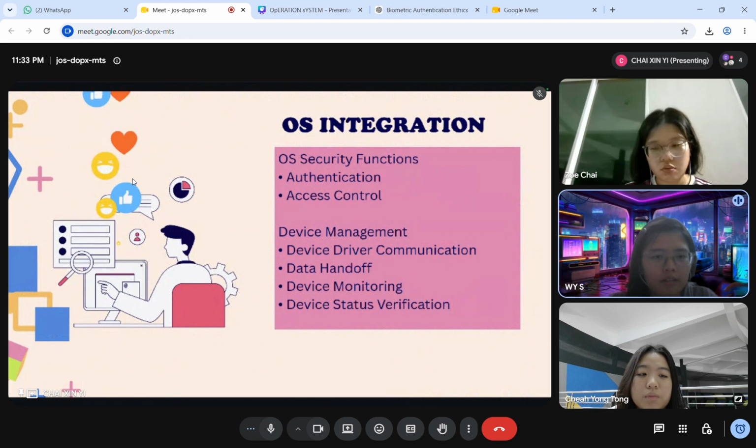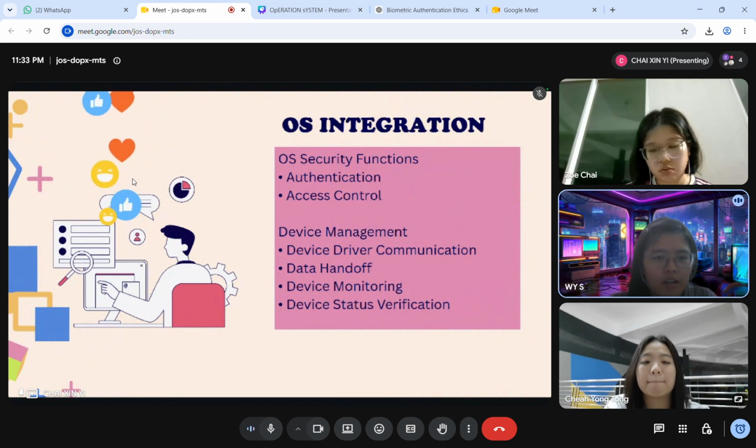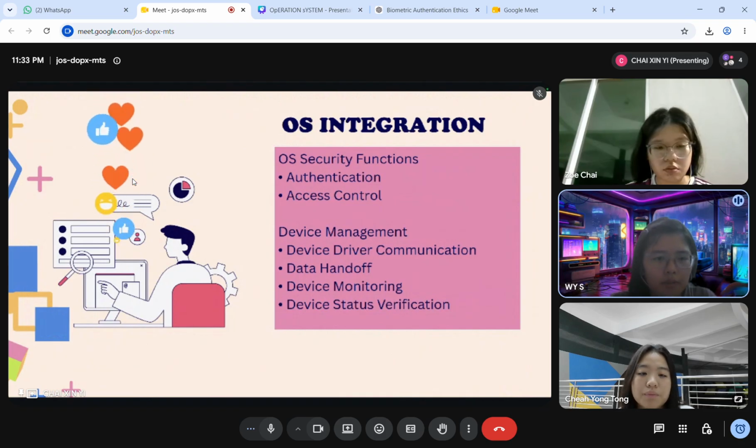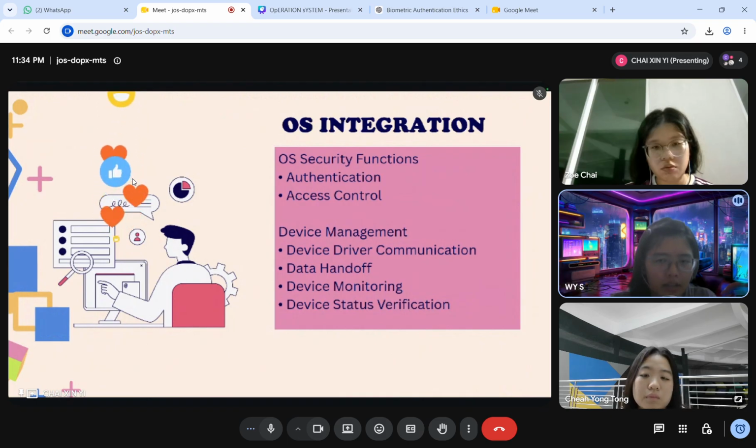The operating system supports biometric authentication through authentication and the access control functions. Authentication verifies the user identity, while access control determines whether access should be granted. Device management communicates with biometric device, transfers capture data, monitors device status, and verifies hardware availability. Next.